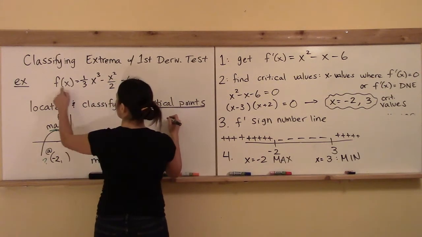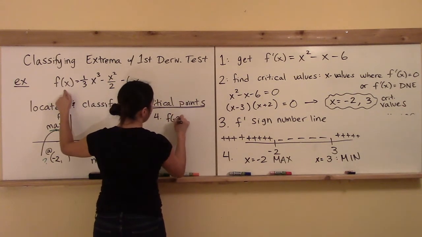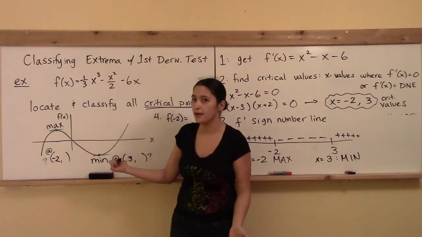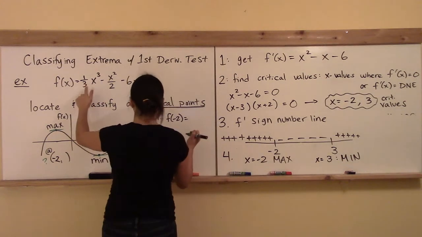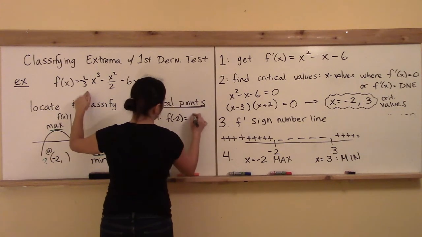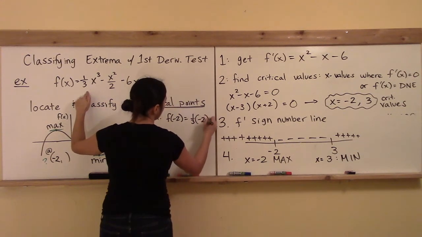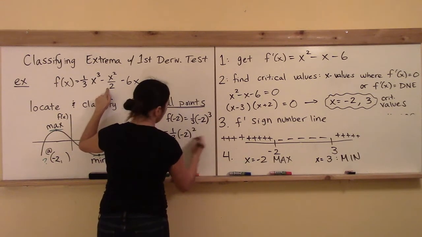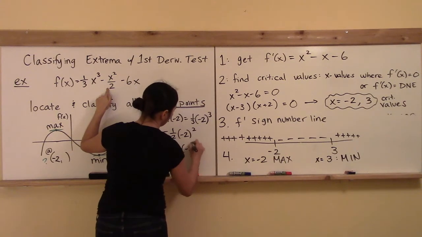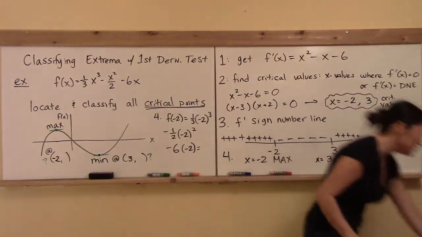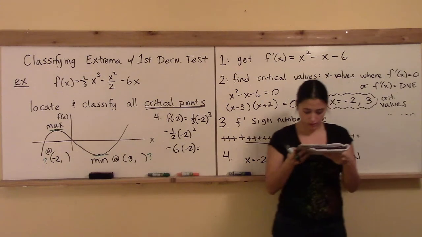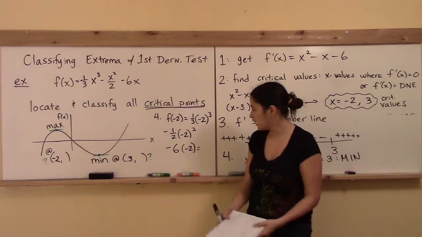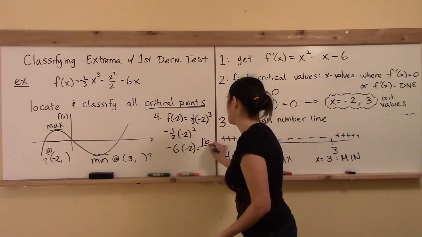x equals minus 2, I have to find out what f of minus 2 is, okay? Because they're asking me for the xy point, right? So then I have to take the minus 2 and plug it in here, and I would get 1/3 of the quantity minus 2 cubed, minus 1/2 of minus 2 squared, minus 6 times minus 2. And what's all that equal to? Did I get a number here? I think I got the number 16 over 3. Is that what you got? 16 over 3. All right.